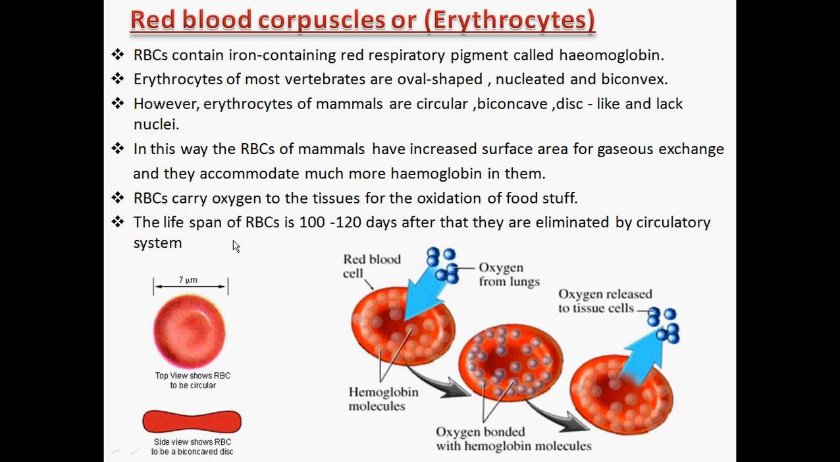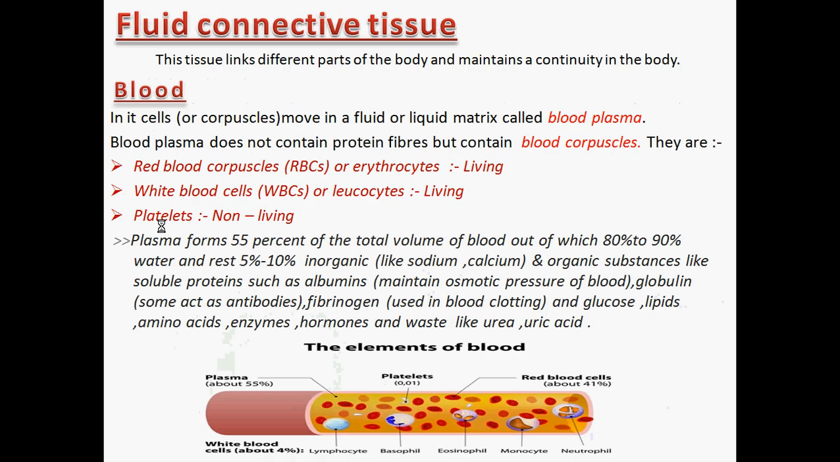The lifespan of an RBC is 100 to 120 days. After that, they are eliminated by the circulatory system. So the RBC plays a very important role: it transports oxygen to the different tissues and body parts, so that it can be utilized for food digestion, oxidation or production of energy. In this way, students, we understand this particular cell of the blood, which is a fluid connective tissue, the red blood cells or erythrocytes, which are living cells.